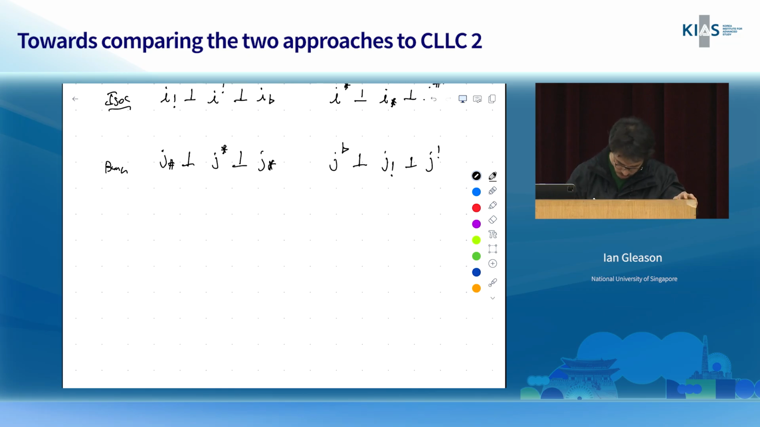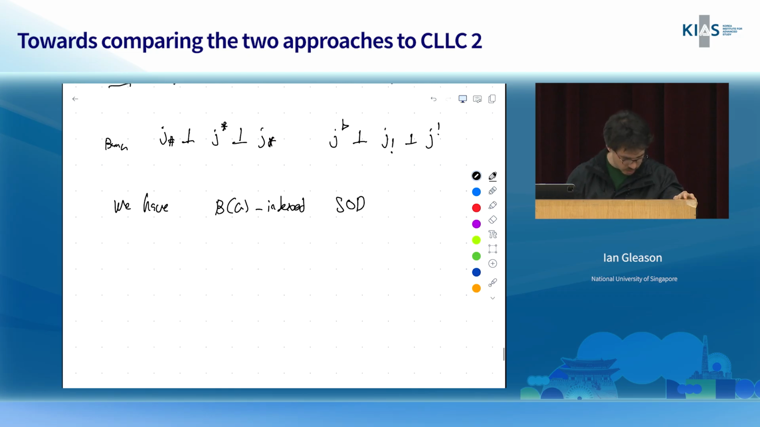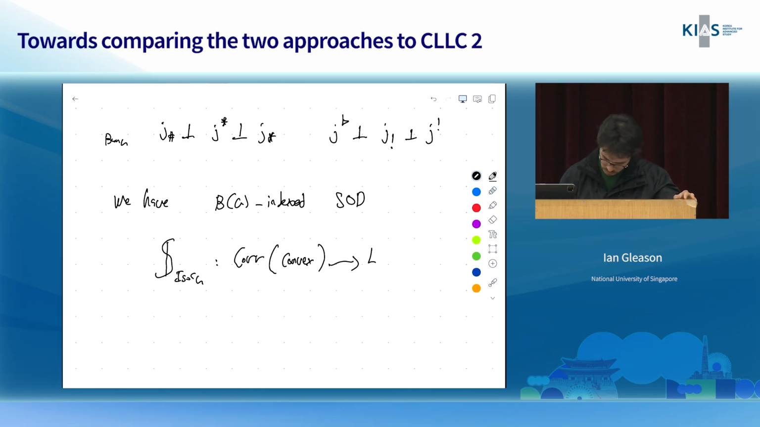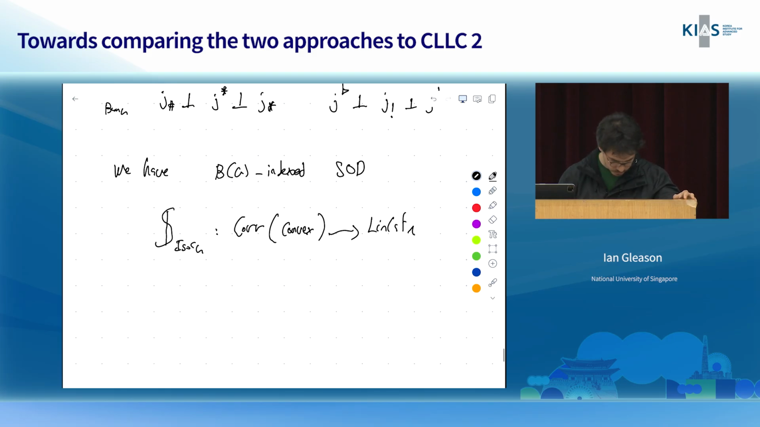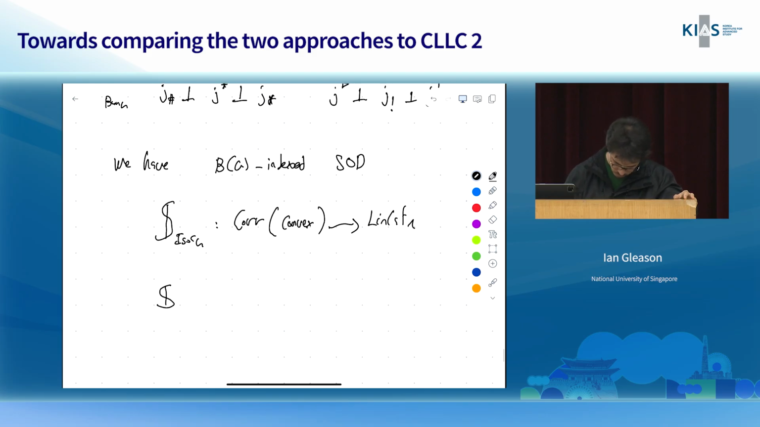So the point is we have a BG indexed semi-orthogonal decomposition on Isoc, which I want to capture as a functor from correspondences on these convex sets to Link at lambda. And what does this do? On some particular B, this is just sheaf shriek of Isoc GB.